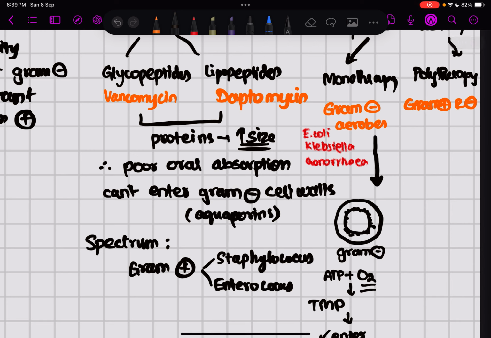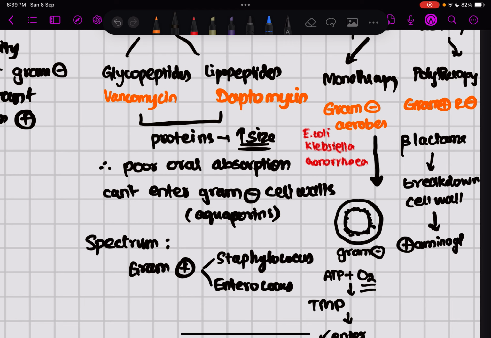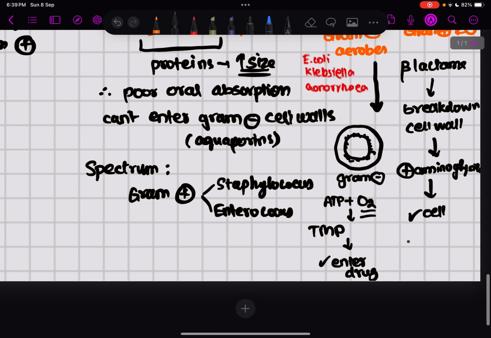And since oxygen use must be there, it works only against gram negative aerobes. Whereas in polytherapy, when it is used with beta lactams, the beta lactams break down the cell wall. So the aminoglycoside only has the cell membrane to cross, it easily enters the cell, and it has a bactericidal effect. It can kill.